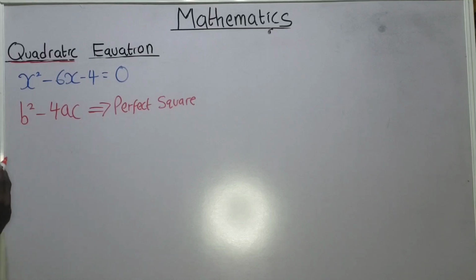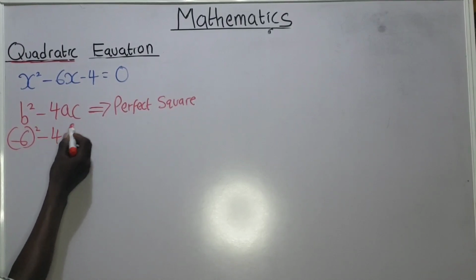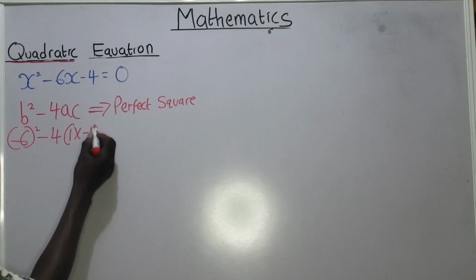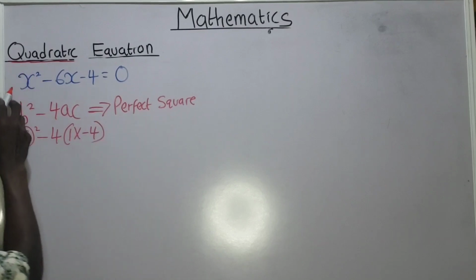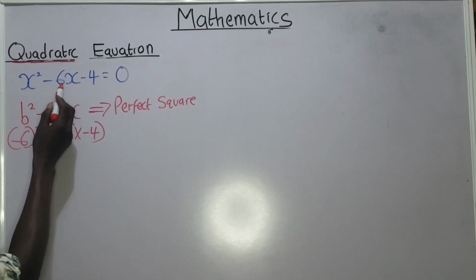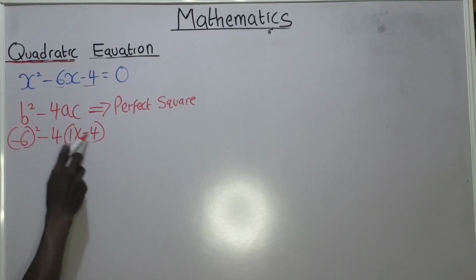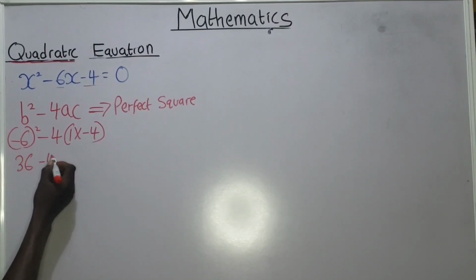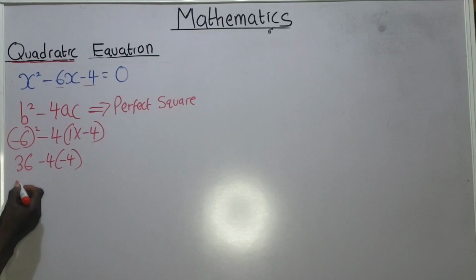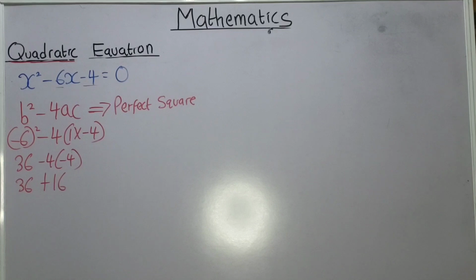So let us check. b is negative 6. So I'm going to have negative 6 squared minus 4 multiplied by 1 multiplied by c, which is minus 4. In our previous class, I told you that a is the coefficient of x squared, b is the coefficient of x, and c is the constant term. So b squared, which is negative 6 squared, minus 4 into bracket 1 multiplied by negative 4. I'm going to have 36 minus 4 into bracket minus 4, so 36 plus 16. The answer is 52.